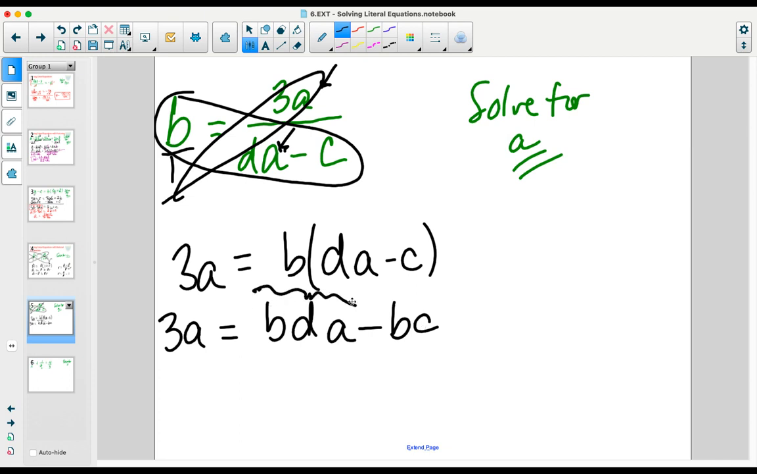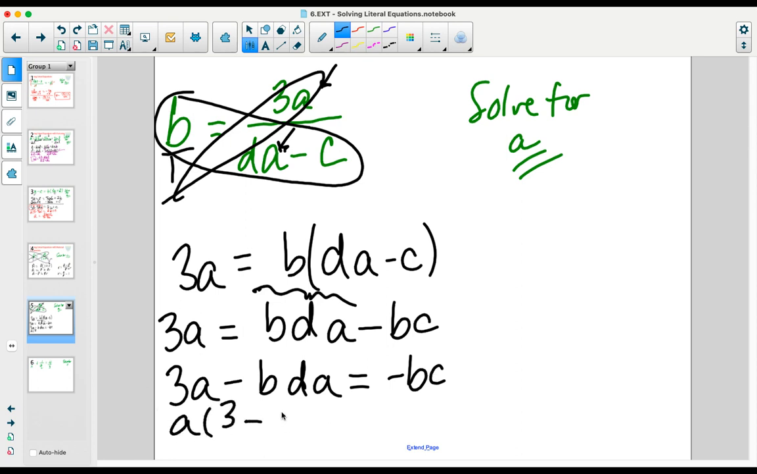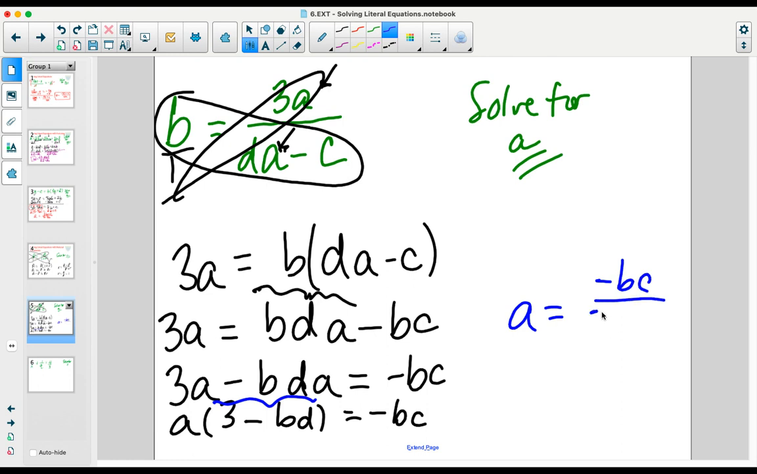We're going to move this term over to the left so that all of the business, including an a, is all on one side. We're going to factor that a, giving me 3 minus bd is equal to negative bc. And again, you might recall we have this extra factor here that we're just going to divide away, leaving us with a equals negative bc over 3 minus bd. Again, a very straightforward and simple calculation.